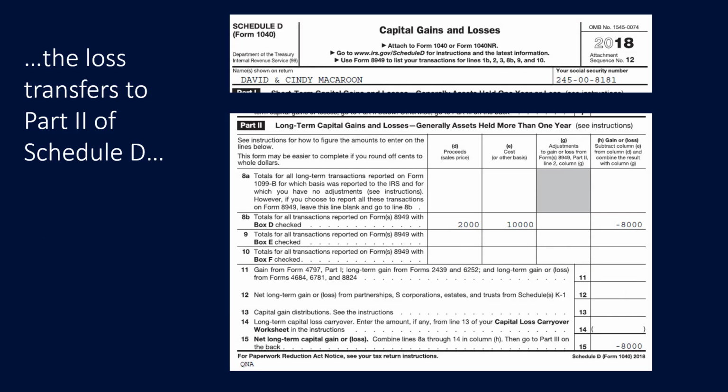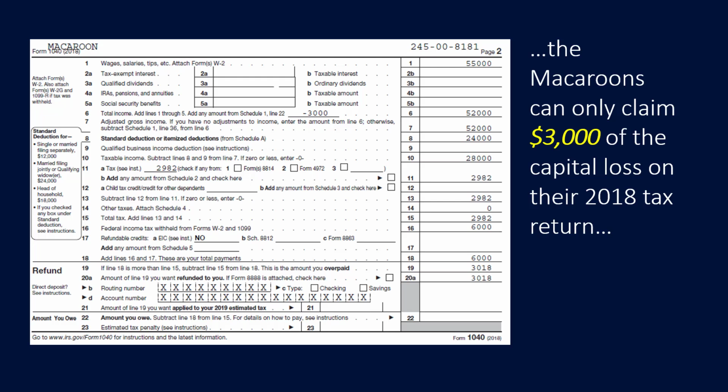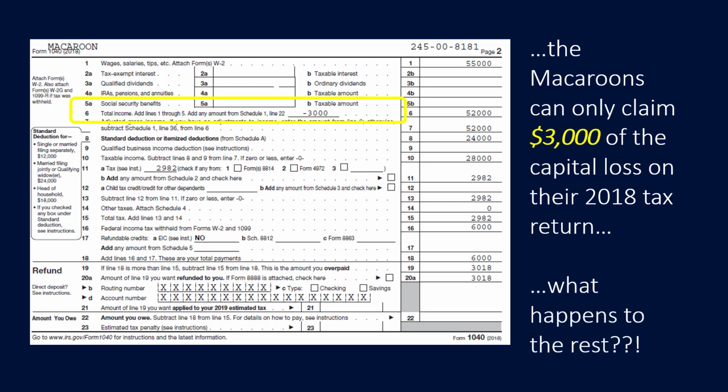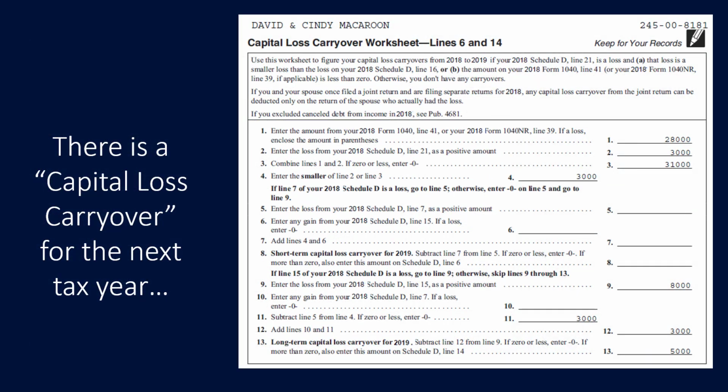The loss transfers to Part 2 of Schedule D, and the Macaroons can only claim $3,000 of the capital loss on their 2018 tax return. So what happens to the rest? Well, there's a capital loss carryover for the next tax year of $5,000.